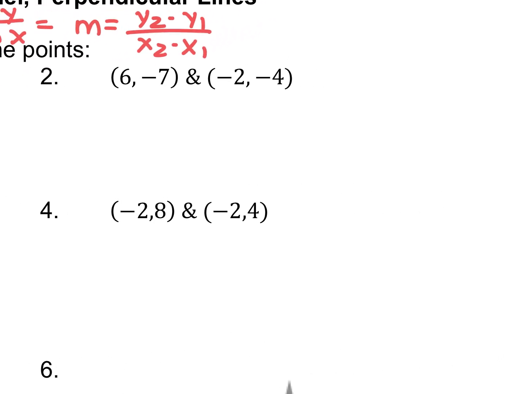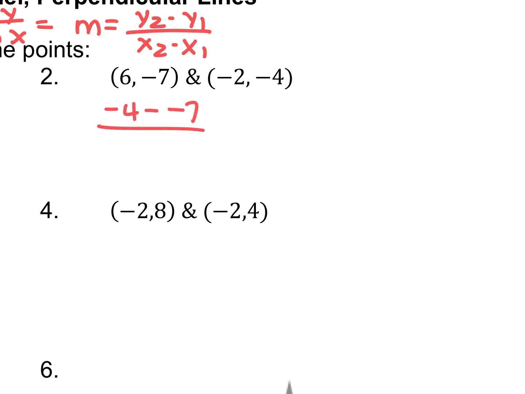So number 2 has a lot more negatives. So when you're just at the substituting part, so before you subtract, what does my numerator look like? What minus what? Y2 minus y1. What are the actual numbers though? Negative 4 minus negative 7. Beautiful, negative 4 minus negative 7.